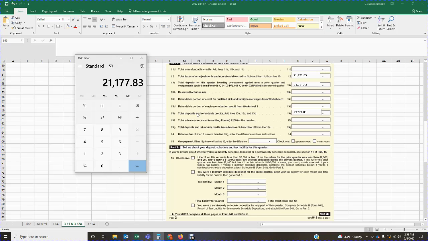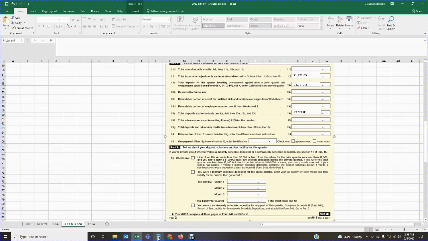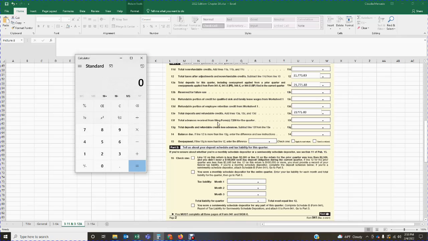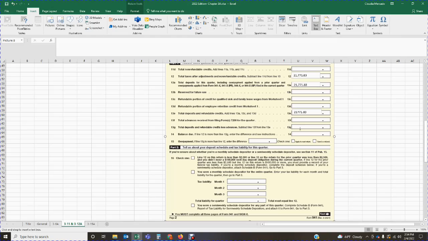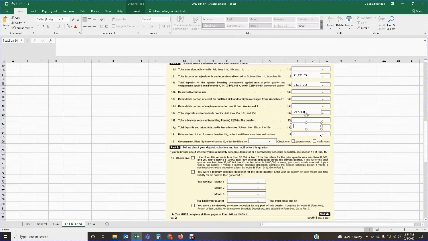Okay, so 13F had 0, 13E. So it'll just be the, let me see. 13F is 0. Okay, and then 13E, is that correct? Yeah, 13E, these numbers are so little. 13E, A, B, C, D, E is 21,771. So that is the amount that I'm going to enter. I'm going to enter 21,771.83. This is 13G. So many numbers. 21,771.83.